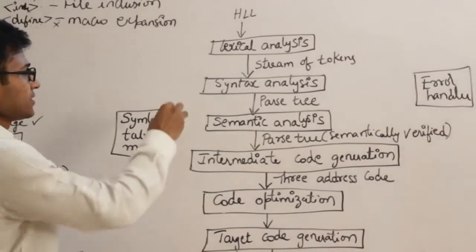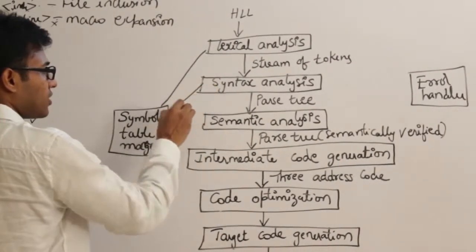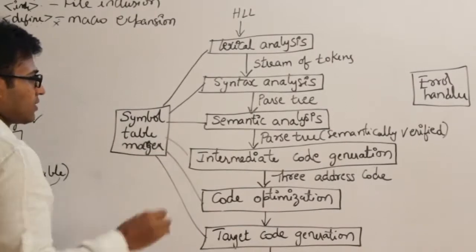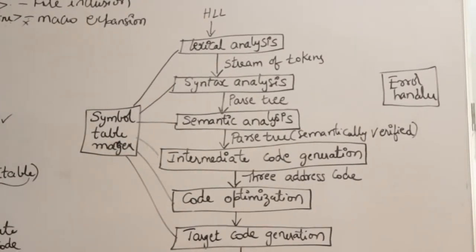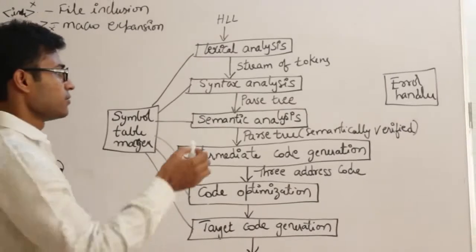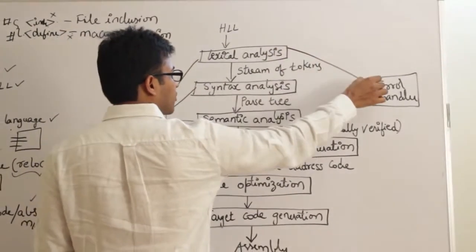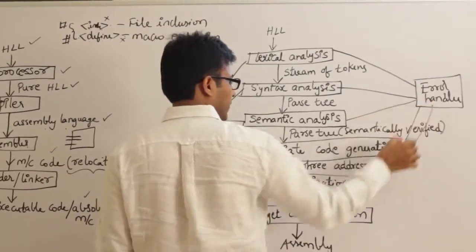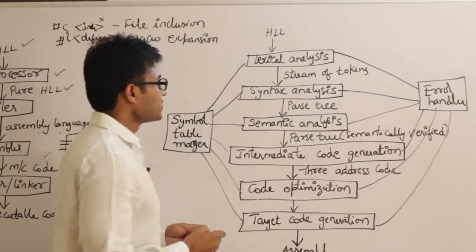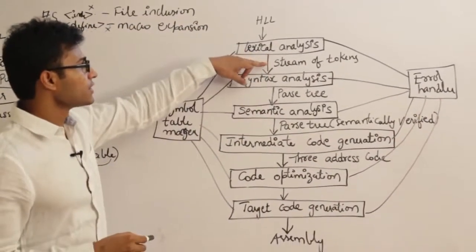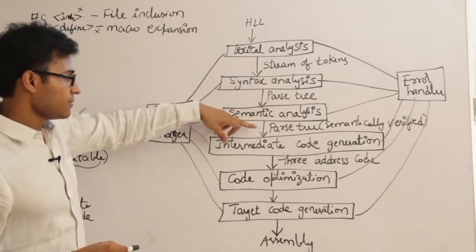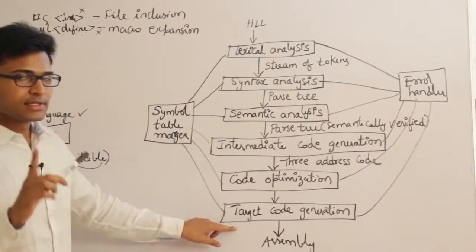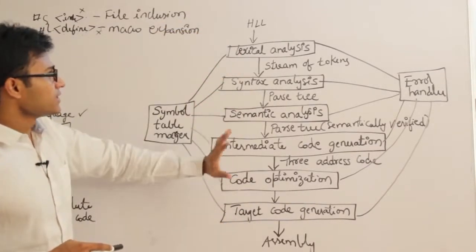And during all the phases, all of the software modules are going to take support from something called the symbol table manager. We shall see all of them in detail by taking an example. You will understand more when I take an example. Moreover, all of them are going to talk with a module called the error handler. So we shall take an example and see what I mean by stream of tokens, parse tree, semantic verification, 3 address code, optimization, and target code generator. I'll take a single example and explain all the phases in that example.